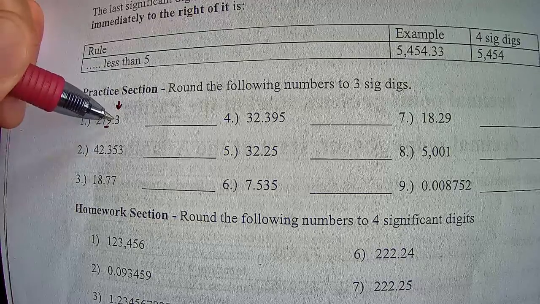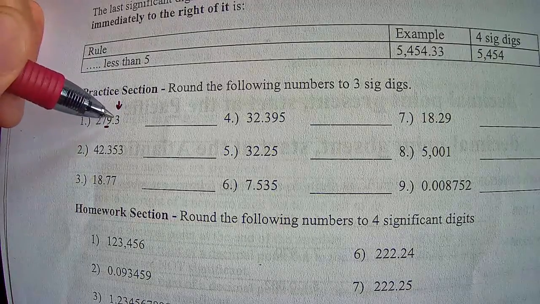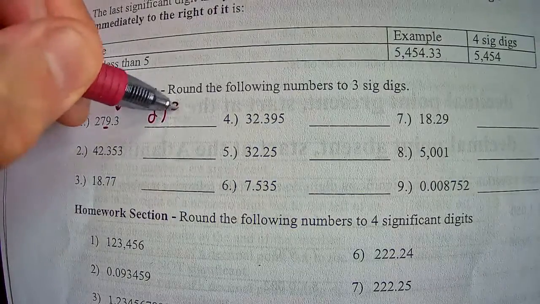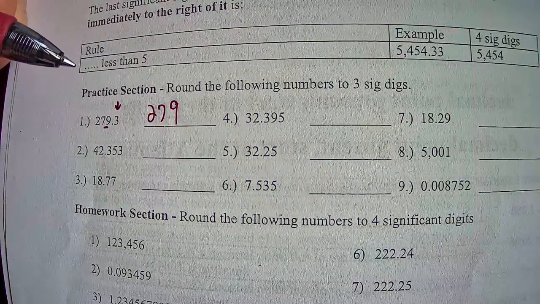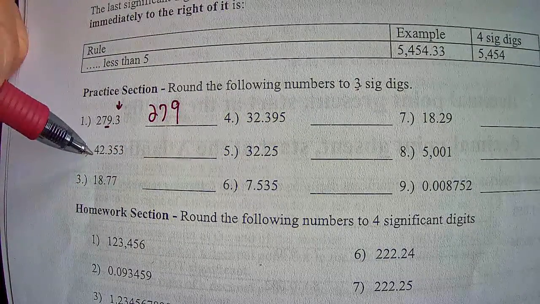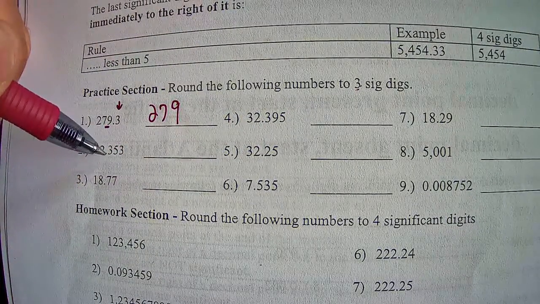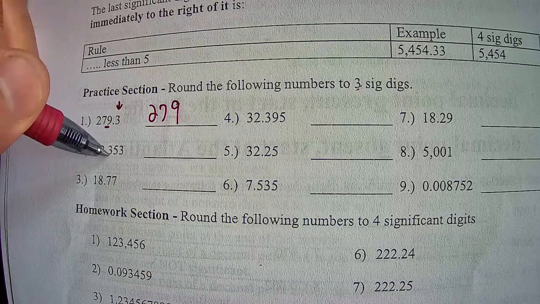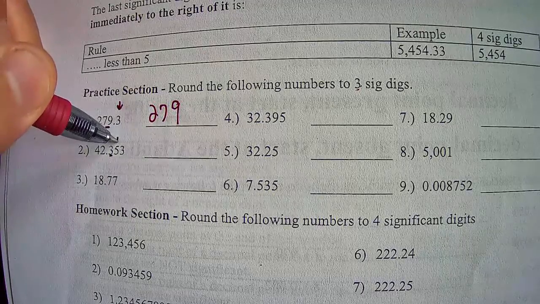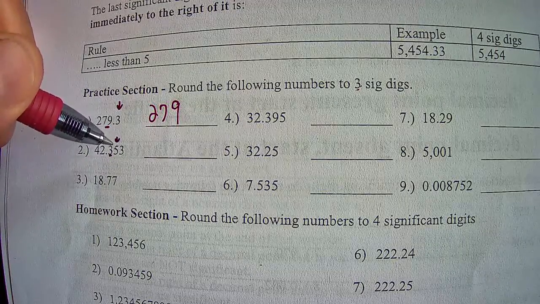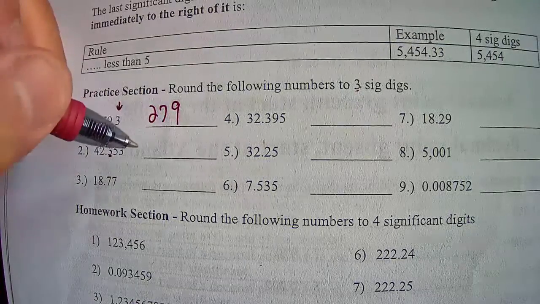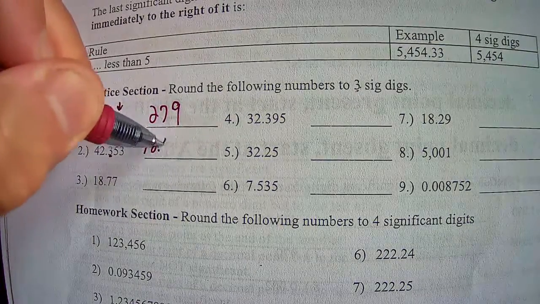And if that next number in line is less than 5, then you do what's referred to as rounding down, which really just means it stays at 279. That's 3 significant digits. That's what we're looking for. Now this next number, 42.353, the third significant digit is the 3, that first 3 there. The next number in line is a 5. That 5 causes that 3 to round up to a 4, so what you get is 42.4.